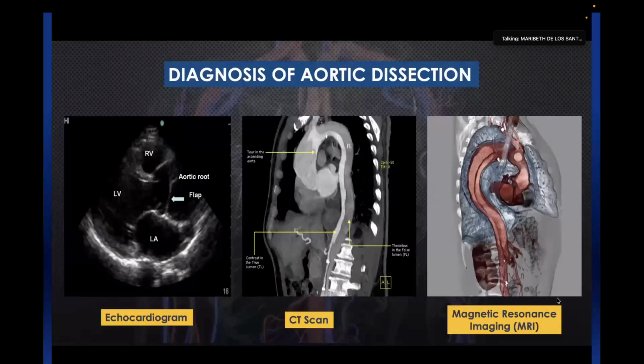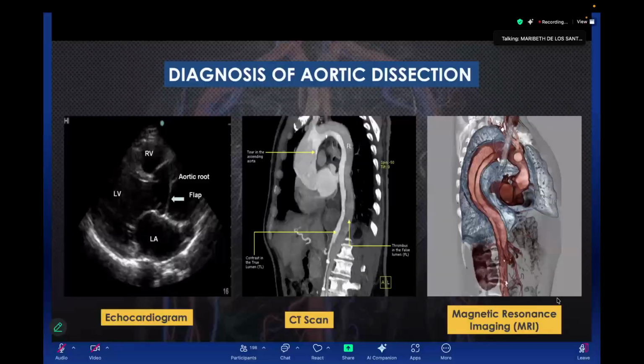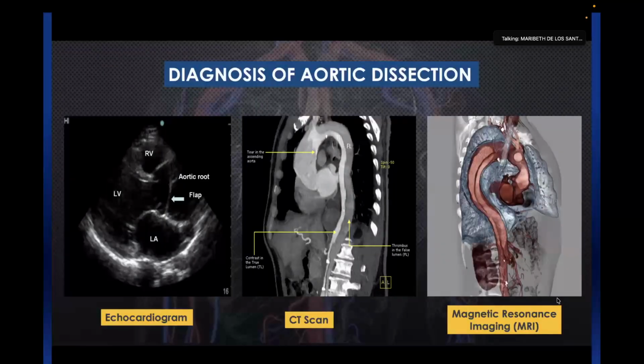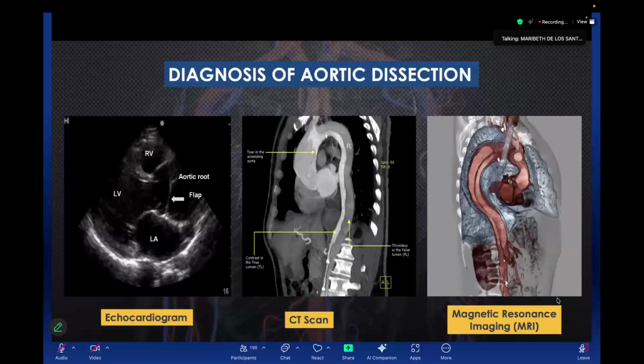Now, how do we diagnose aortic dissection? We have a 2D echocardiogram wherein we have the diagnostic intimal flap. This is a mobile, linear density which corresponds to the dissection. CT scan, as I mentioned earlier, will also give you a diagnosis of aortic dissection, and of course, MRI. They all yield a high sensitivity and specificity for the diagnosis of aortic dissection.